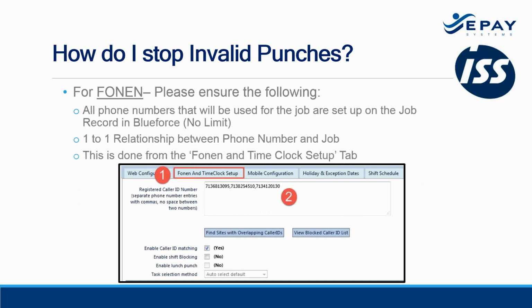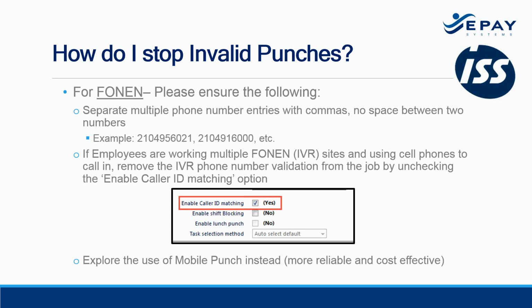For phone, we want to make sure that we have a one-to-one relationship between the phone number and the job. We want to make sure that all the phone numbers, there's no limit, are registered on the job. And for some reason, if we have a situation where employees are working multiple jobs and they have the same phone they're using all the time, then we want to go in there and disable that caller ID match. The system is still going to register that phone number. It's going to automatically look at that phone number when someone's punching in and punching out, but it's not going to cause it to be an invalid punch anymore, because we have identified it as a number that's going to be used at multiple sites. So for each job, we just go in there and disable that caller ID match.